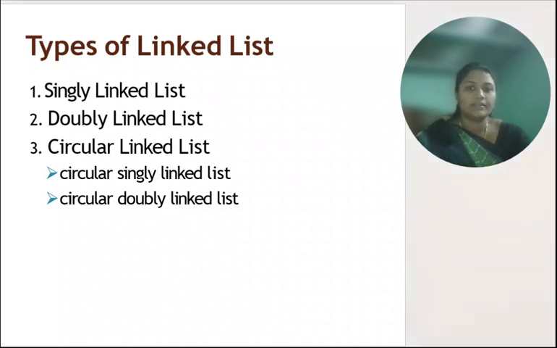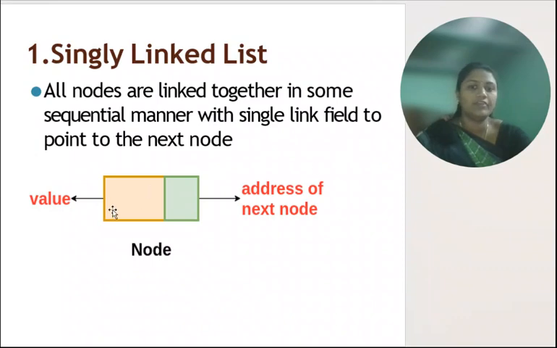In singly linked list, in a node we have two parts, that is data part and one is the address part. This address part stores the address of the next node, so it will be stored in that sequential order.